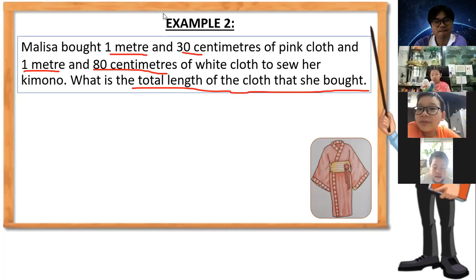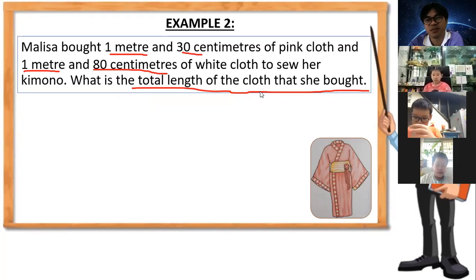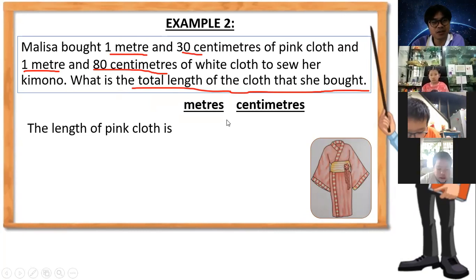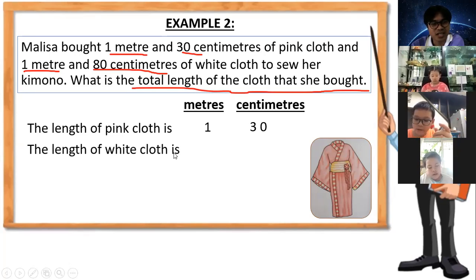130 of the white cloth. Total, plus or minus? Yes, plus, because the question is, what is the total length of the cloth she bought? You have to add all the measurements here. So let's go here, meters and centimeters. First, Malisa bought 1 meter, the length of pink cloth. Pink cloth is 1 meter and 30 centimeters. Next cloth is white. The length of white cloth is 1 meter and 80 centimeters.